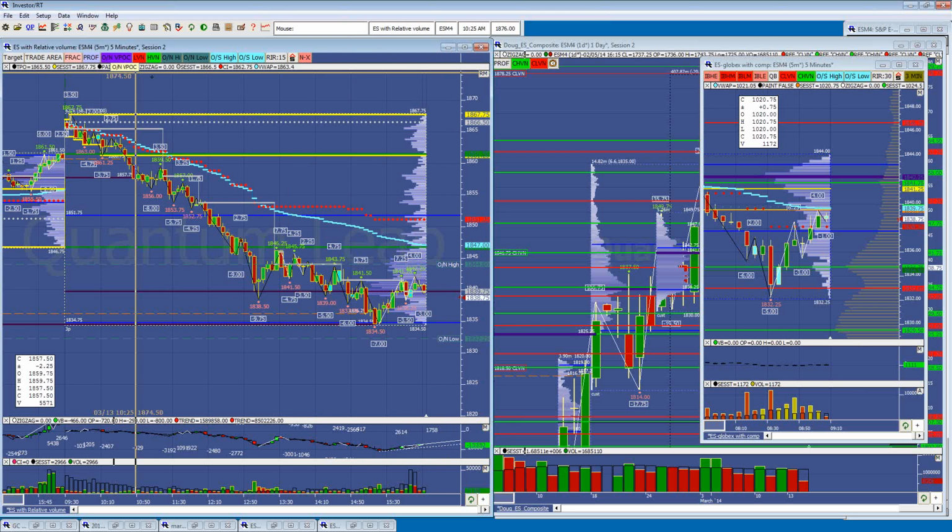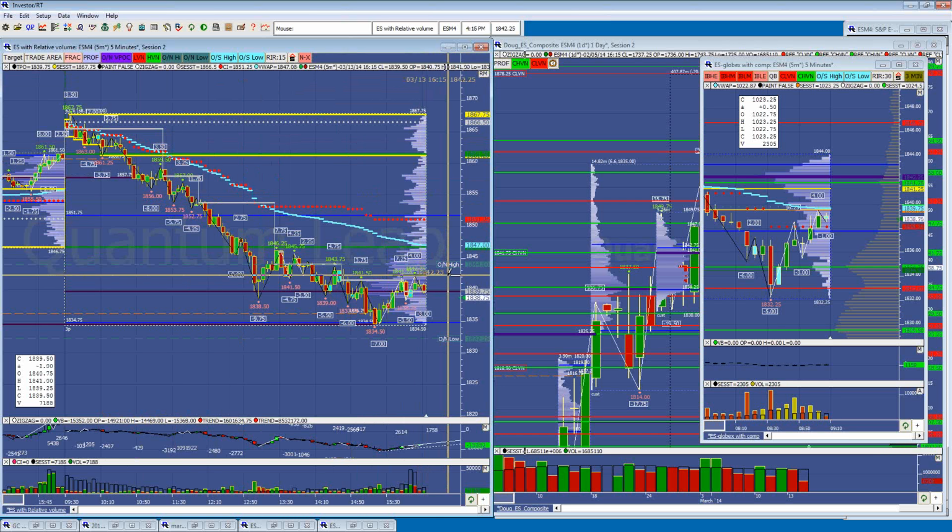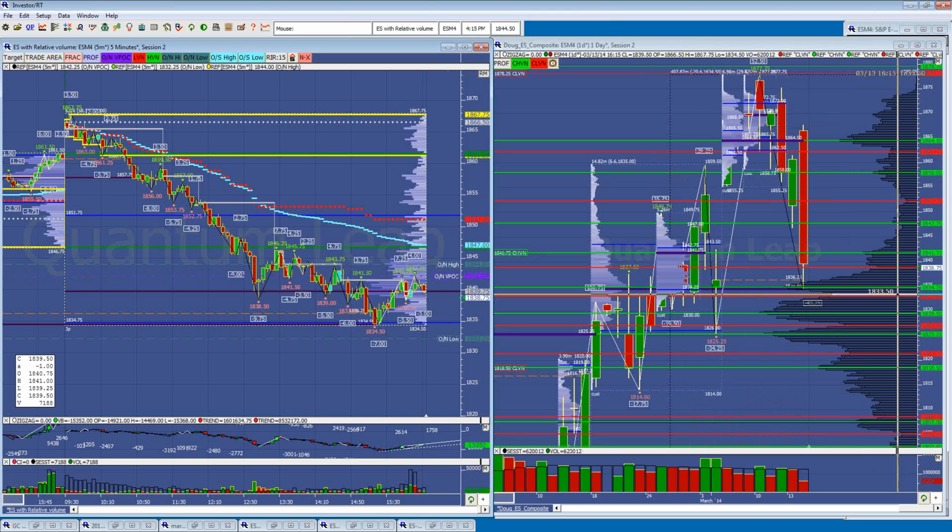Oh, these buttons just don't want to work for me today, or any other day lately. 42.25. Okay, so let's get rid of this and see how this sets up.